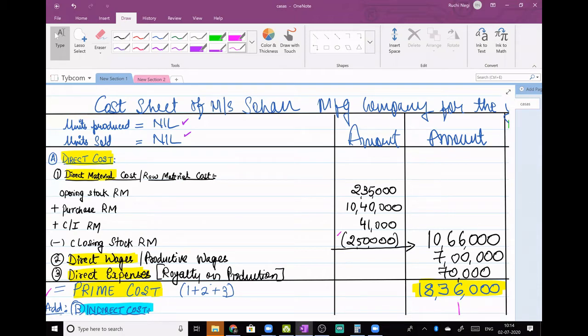Start with opening stock of raw material 2,35,000. Purchase of raw material 10,40,000. Plus expenses in connection to raw material. So what are my expenses in connection to raw material? This, my carriage inward. This is known as expenses in connection to raw material. What is the amount? 41,000. Clear? Next, less closing stock of raw material.